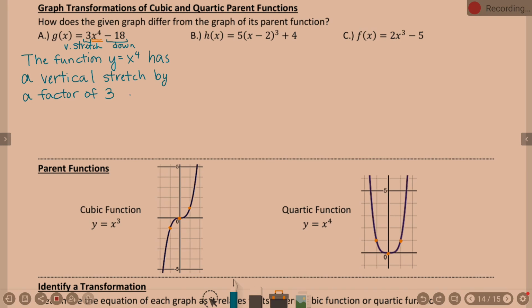And what's that word for down that I like? Translation? Translate? Okay. So is translated down 18. And is translated down 18 units, if I want to be fancy here.